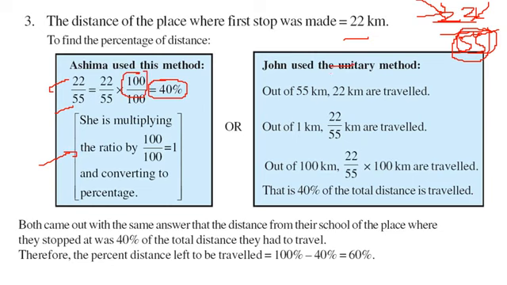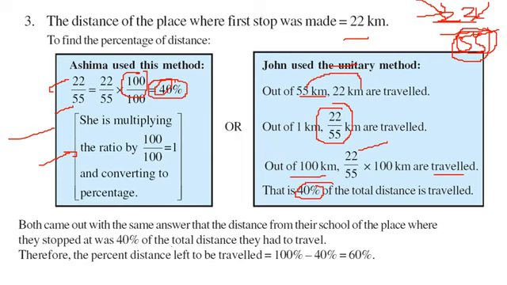In John's way, he said out of 55 km, 22 km are travelled. That is out of 1 km, 22 by 55 is travelled. And out of 100 km, because we have to find out the percent, 22 by 55 into 100 are travelled. So that is 40% of the total distance travelled. So both of them have the same answer of 40%, right?